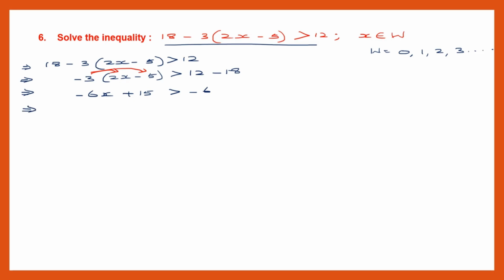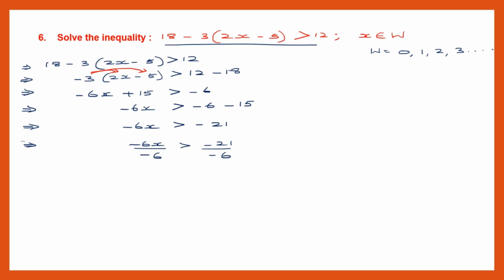Now here I have only minus 6x, I'm going to leave it here. Now on the other side I'll have minus 6 minus 15 because I have transposed this plus 15 to the other side. So here what do I have? I have minus 6x is greater than minus 6 minus 15, which is minus 21. So now to find the value of x, I need to divide this by minus 6. So let's do that. Minus 6x divided by minus 6, and on the other side also minus 21 divided by minus 6.